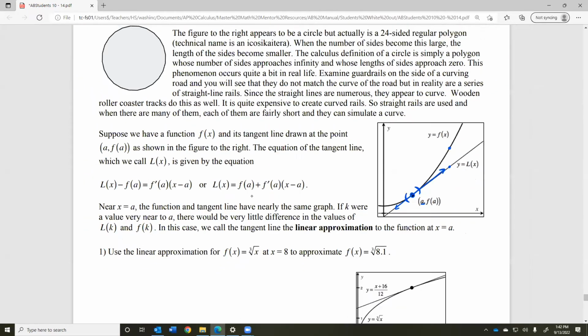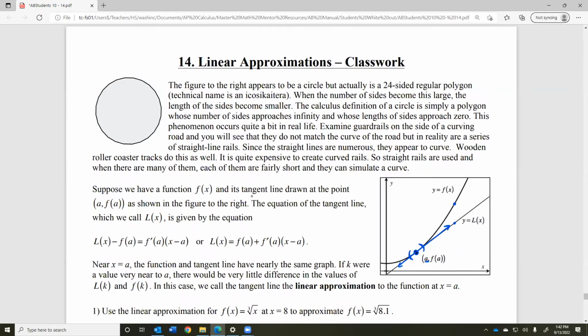So we're looking at here, this first part talks about the left side kind of looks like a circle, but it actually has 24 sides. And the more sides it gets, the smaller each side gets, and the closer that polygon looks like a circle. So the calculus definition of a circle is simply a polygon whose number of sides approaches infinity and whose lengths of each side approach 0. Wooden roller coasters use this as well. It's not just one piece of wood that's been bent. It's actually a bunch of smaller pieces of wood fit into that curve.